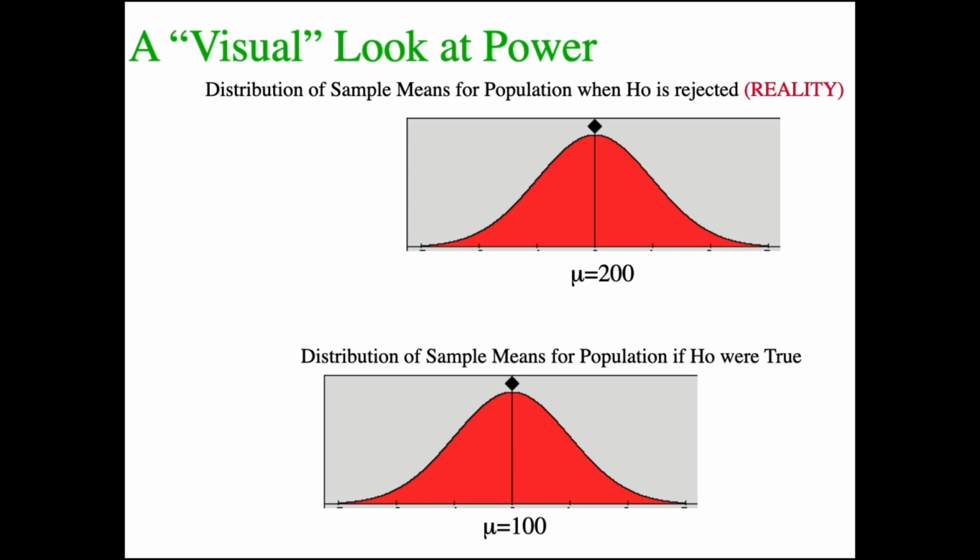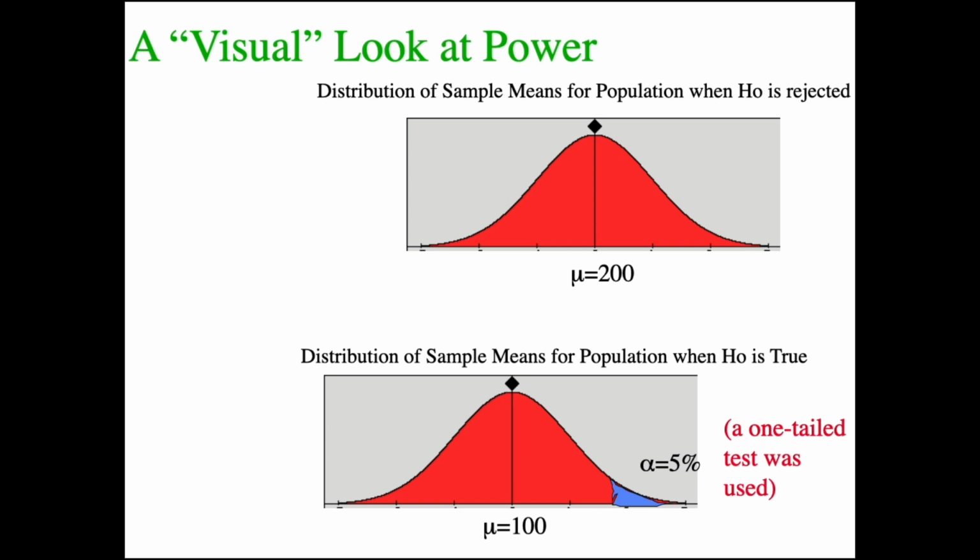Now, for the purposes of understanding power here, let's assume that we're using a one-tailed test and our alpha is 0.05. So we're using a 5% alpha. What this is showing you, down at the lower right, is what you would use to indicate the 5% of the entire distribution of sample means that it would take for you to reject the null hypothesis. So the tail in blue is the 5% of the distribution where above that point you would go ahead and reject the null hypothesis. What I've done though is I've shown you right above it what the reality is.